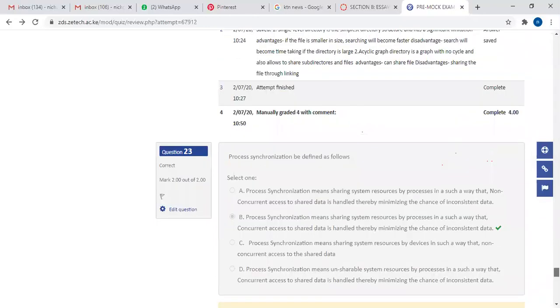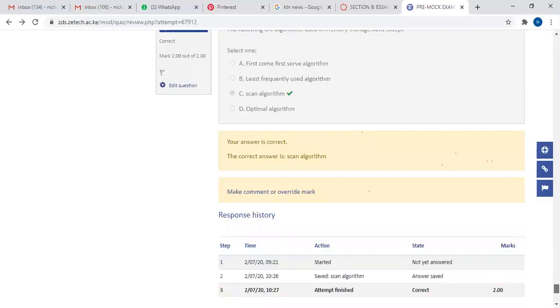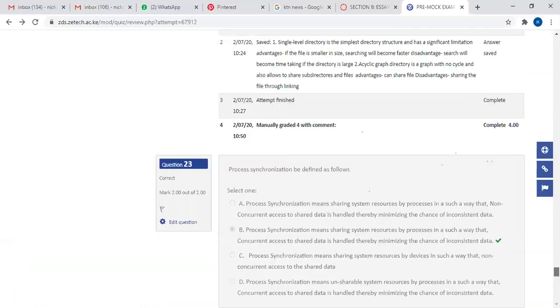Process synchronization is defined as when you start a job sharing system resources by processes in such a way that concurrent access to shared data is handled, therefore minimizing the chance of inconsistent data. So we are looking at arranging jobs that are supposed to be executed so that we will not have loss of data within the execution. I think that was okay. That was just a repetition. And that was the presentation.